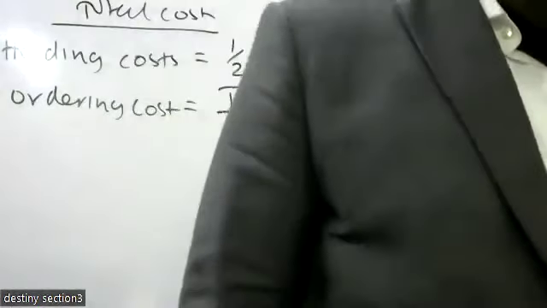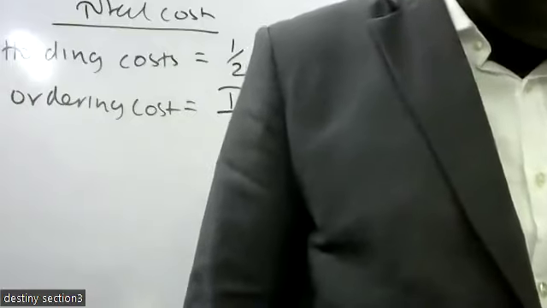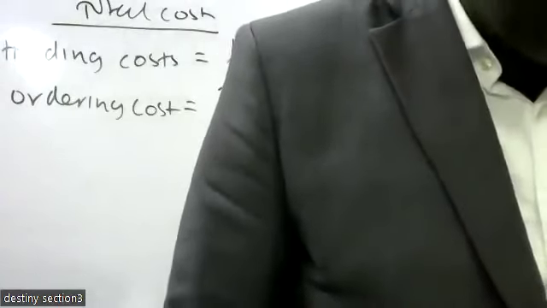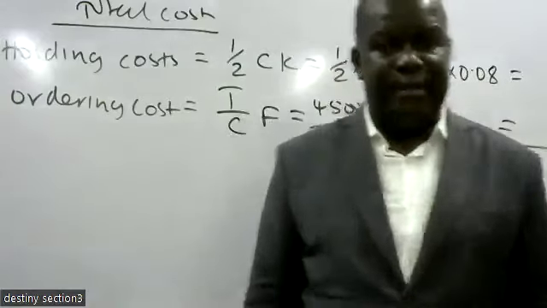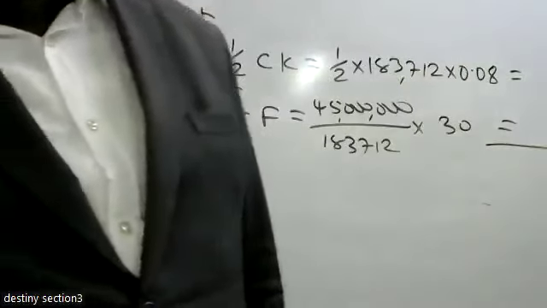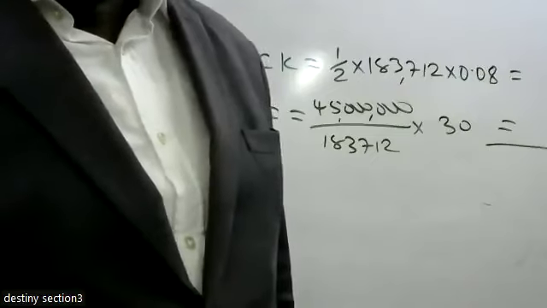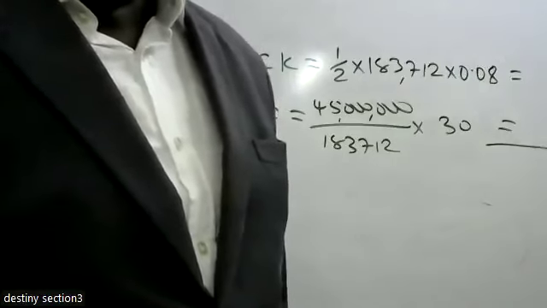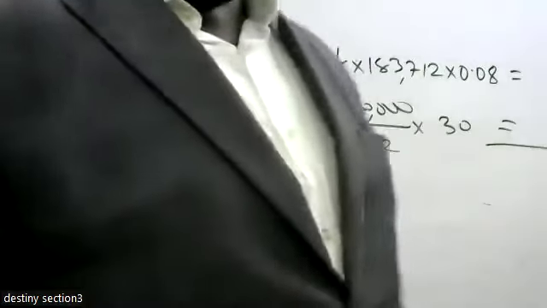Then there is also speculative purpose. Cash balances may be held to enable the company to take advantage of bargaining power in order to receive any quantity discount being offered. You have seen some companies sell their products on offer, especially like Safaricom, they normally sell their phones on offer. So when you have cash during that time, you can buy when an item is on offer.